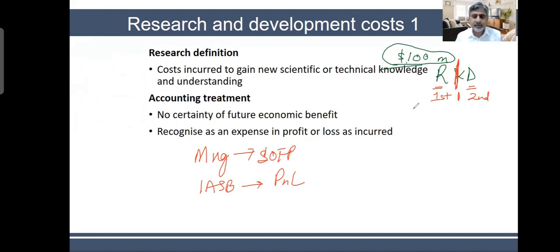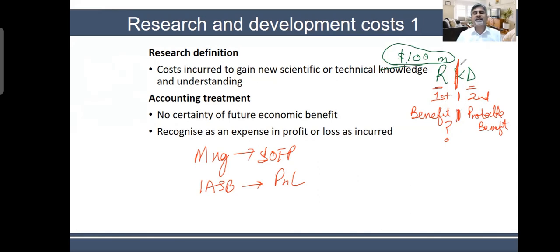Here, you will get the benefits or you will not get benefits, you are not sure about it. But here, there is a probability, it is probable that benefits will come. So this is my development stage. The development stage criteria is when it becomes probable that you will get benefits out of it.